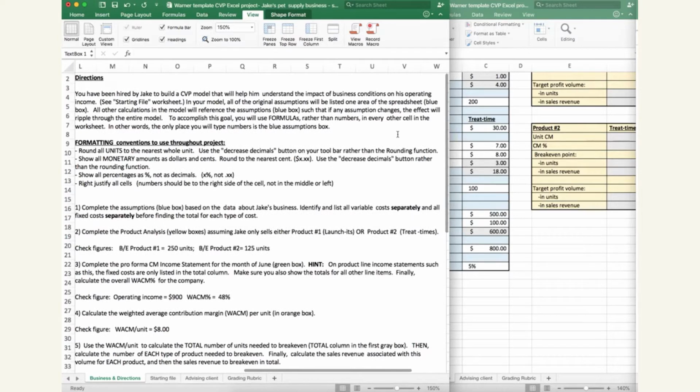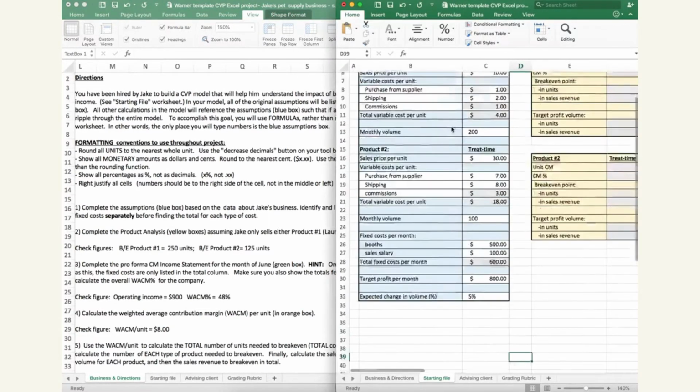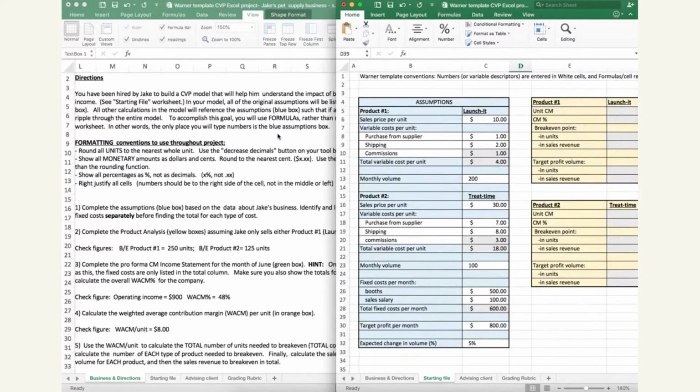In your model, all of the original assumptions will be listed in one area of the spreadsheet. All of the other calculations will reference the assumptions, such that if an assumption changes, the effect will ripple through the entire model. And then you need to use formulas in every other cell, right? The only place you type numbers is in this blue box over here. And we know this. That is best practices for using Excel for models.